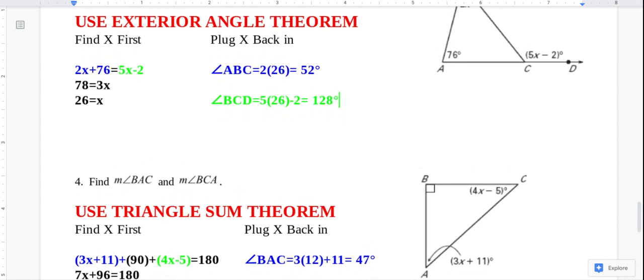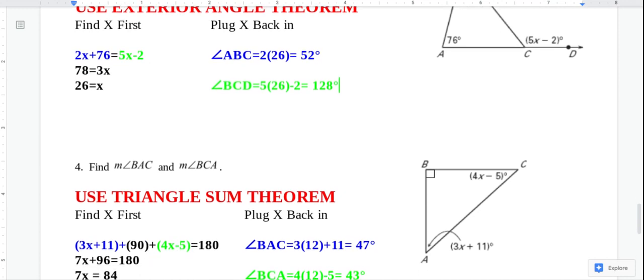And we're going to do this using the triangle sum theorem, which I said all three interior angles add up to 180 degrees. So we have our 3x plus 11, 90 degrees, because we know this is 90. It shows us as a right angle. It's 90 degrees. And plus 4x minus 5. Set all of that equal to 180.